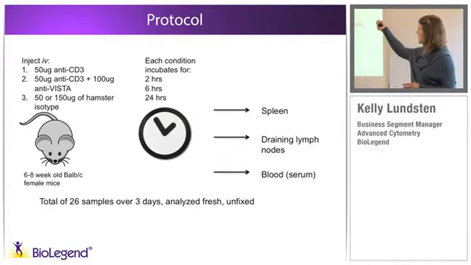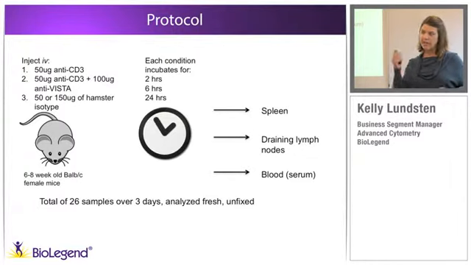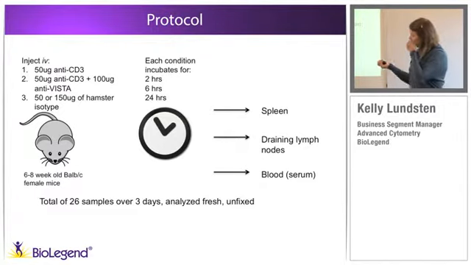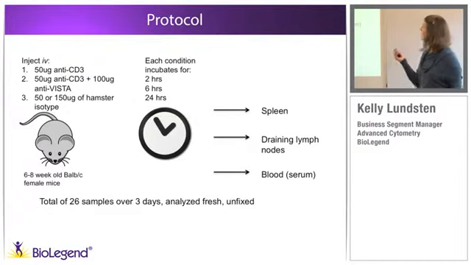From each of those time points, we then harvested the spleen, the draining lymph nodes, and the blood, which we actually had to get from a tail vein cut, as we wanted to do 4 different cytokine measurements and we needed a sufficient amount of blood. So in all, it was 26 samples over the course of 3 days, and all of this, the panel that I'm going to show you, is done unfixed on live cells, and I'll show you the series of markers that we were interested in.